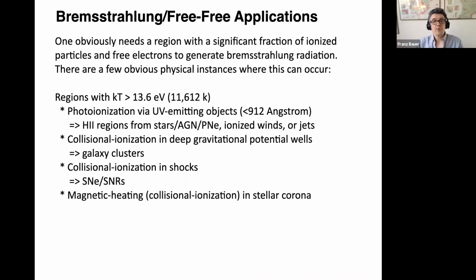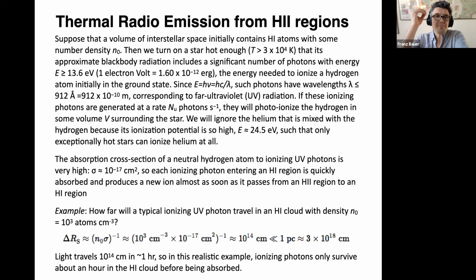Okay, so mostly in the case of not dealing with ultra-relativistic bremsstrahlung, we can give you all of these possible examples. The easiest one, I think, to start with is bremsstrahlung from H2 regions. And so you imagine you have a collection of neutral atoms of hydrogen with some number density n0.